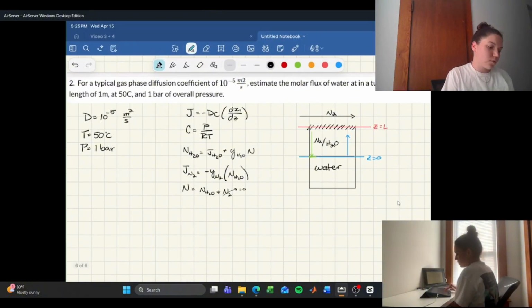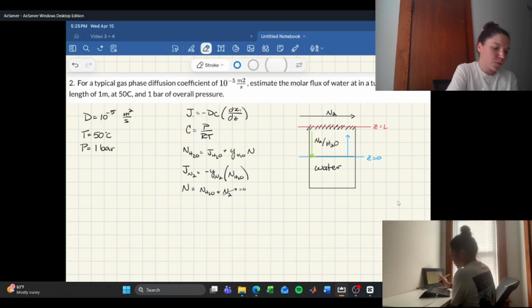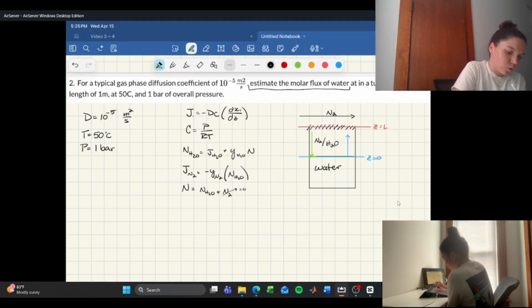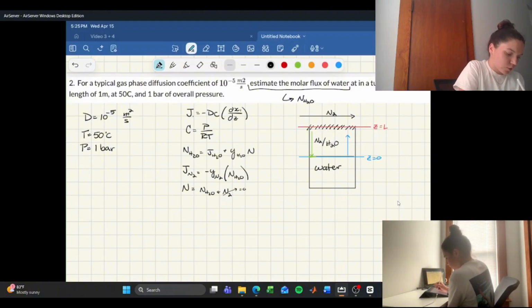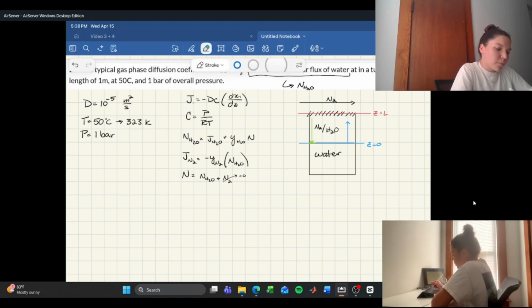Okay, so here's the values that were given. It's the same example as before, and I just copied down the equations that we just solved for. But for this, we want to estimate the molar flux of water. So we want to solve for that variable. And then the temperature is 50 degrees Celsius, which is going to be 323 Kelvin.